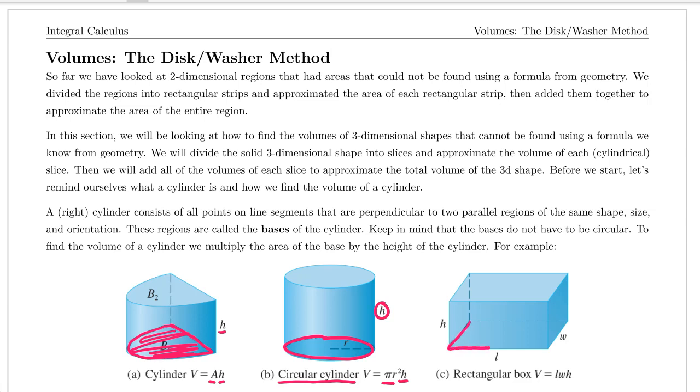Even this rectangular box is an example of a cylinder as well. Its base is a rectangle, and the area of a rectangle is length times width, and then we're multiplying it by the height, and that gives us the total volume of this shape.